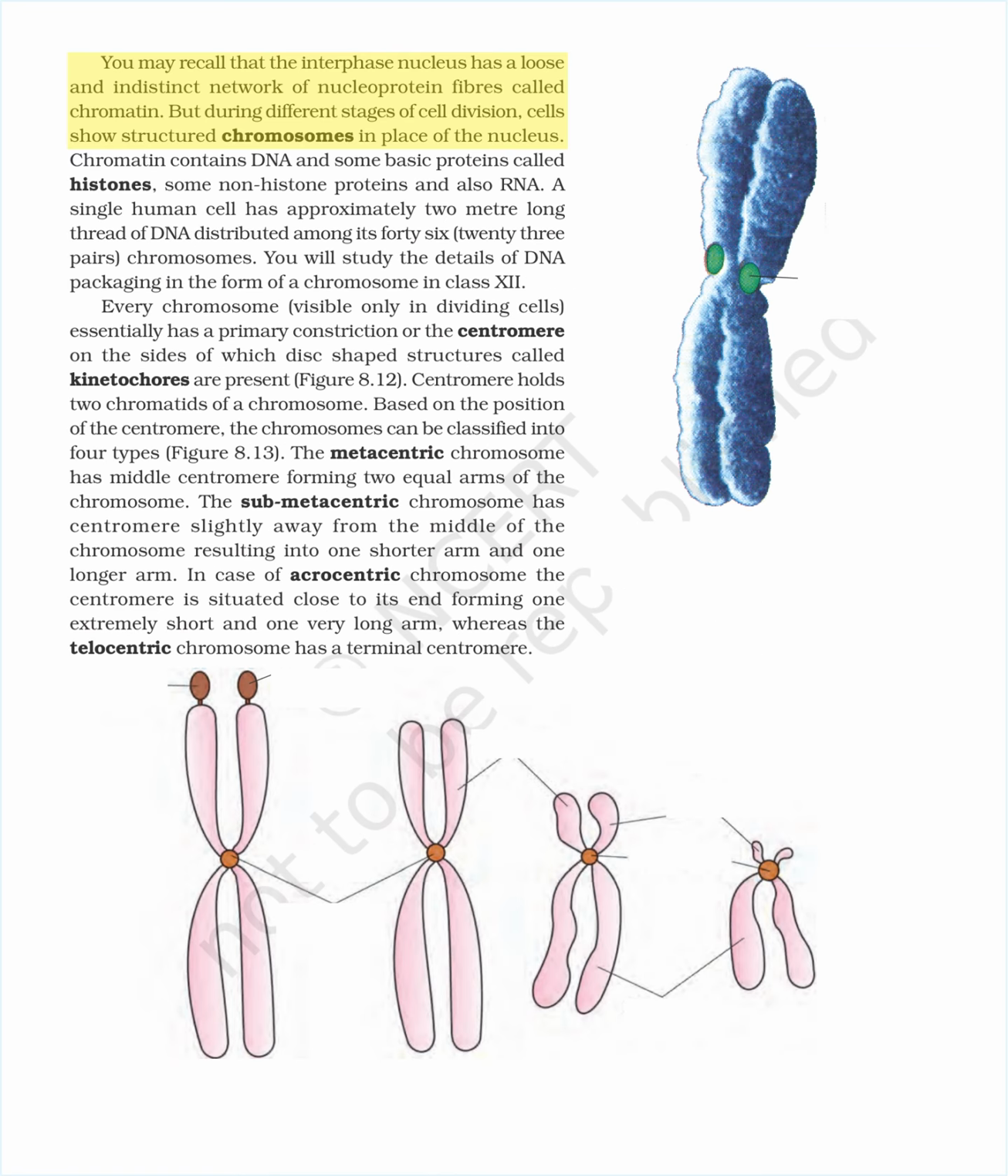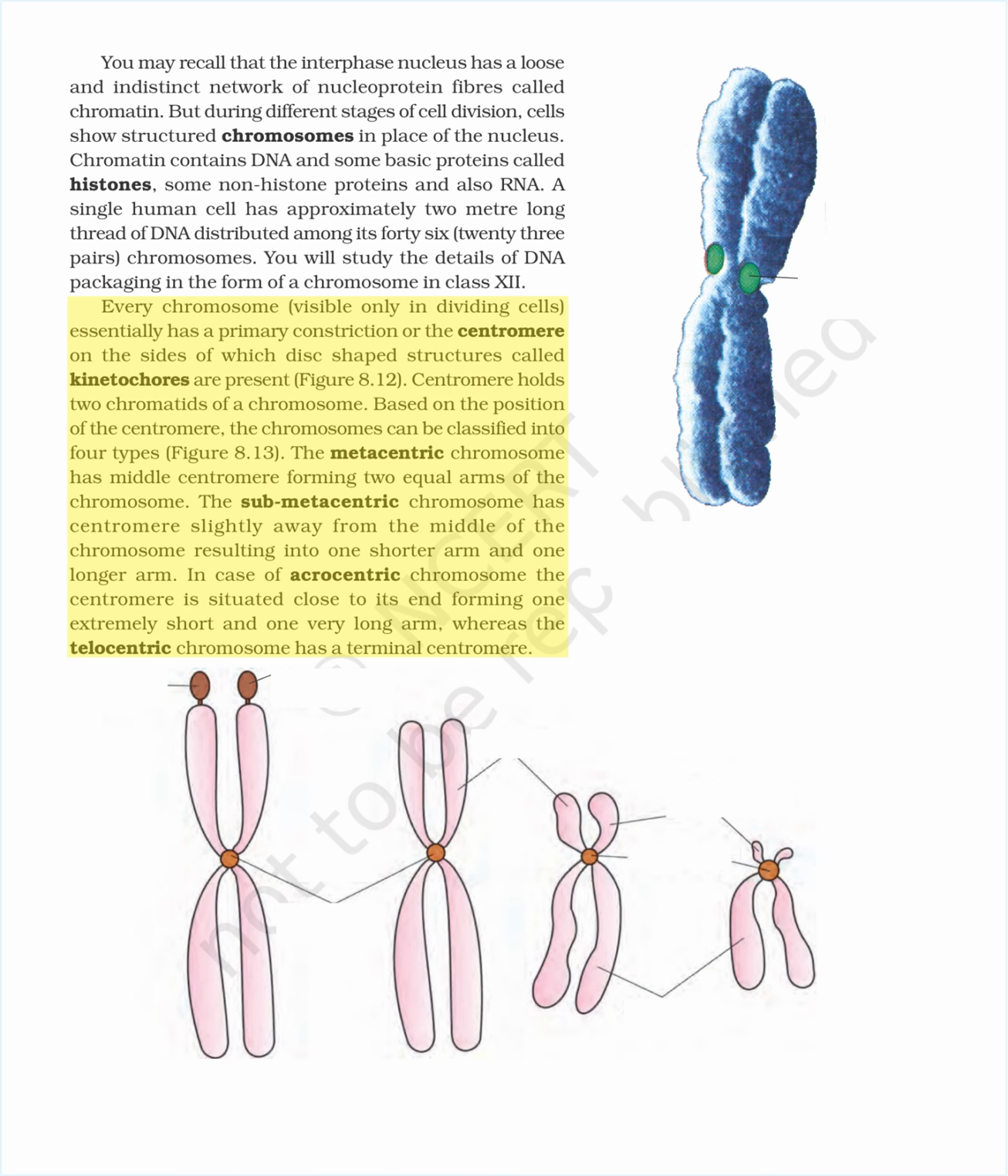You may recall that the interphase nucleus has a loose and indistinct network of nucleoprotein fibers called chromatin. But during different stages of cell division, cells show structured chromosomes in place of the nucleus. Chromatin contains DNA and some basic proteins called histones, some non-histone proteins and also RNA. A single human cell has approximately a 2-meter-long thread of DNA distributed among its 23 pairs of chromosomes. You will study the details of DNA packaging in the form of a chromosome in Class 12.